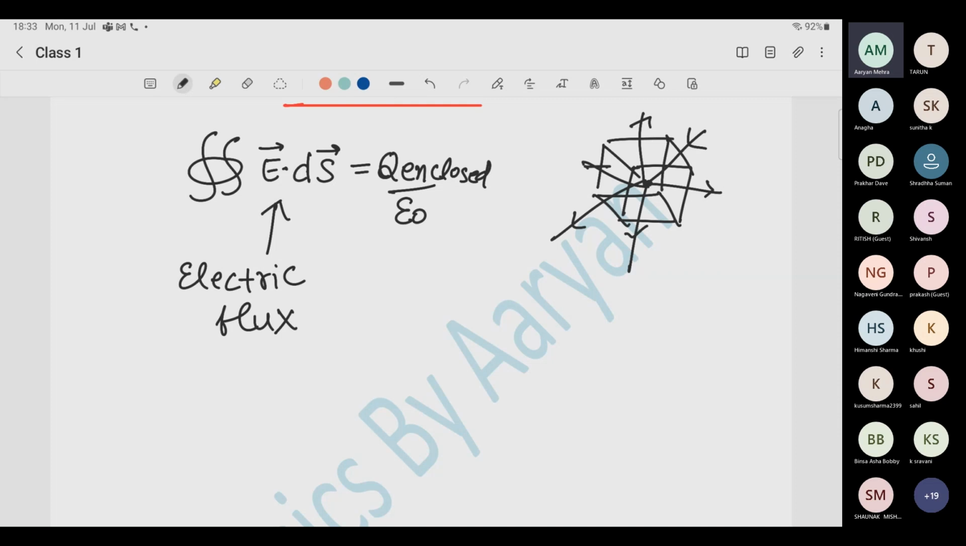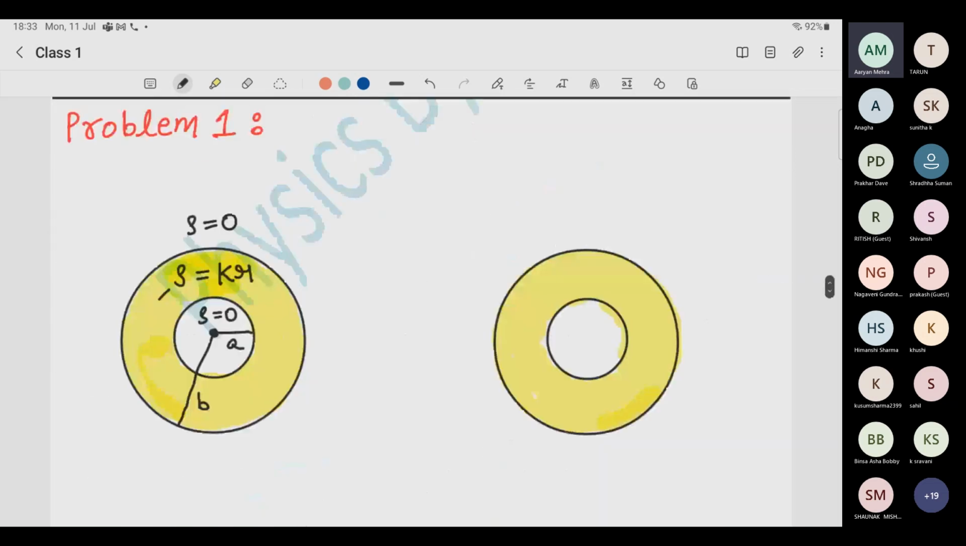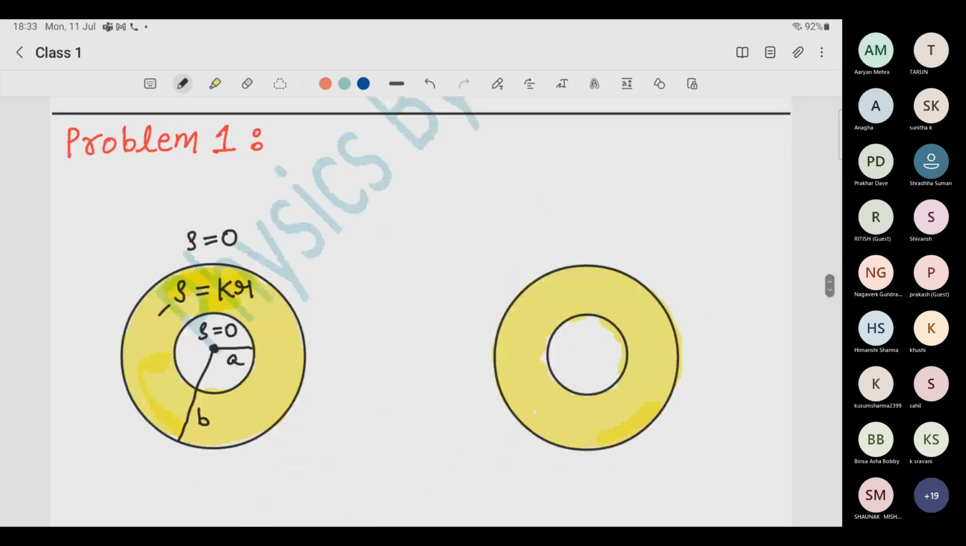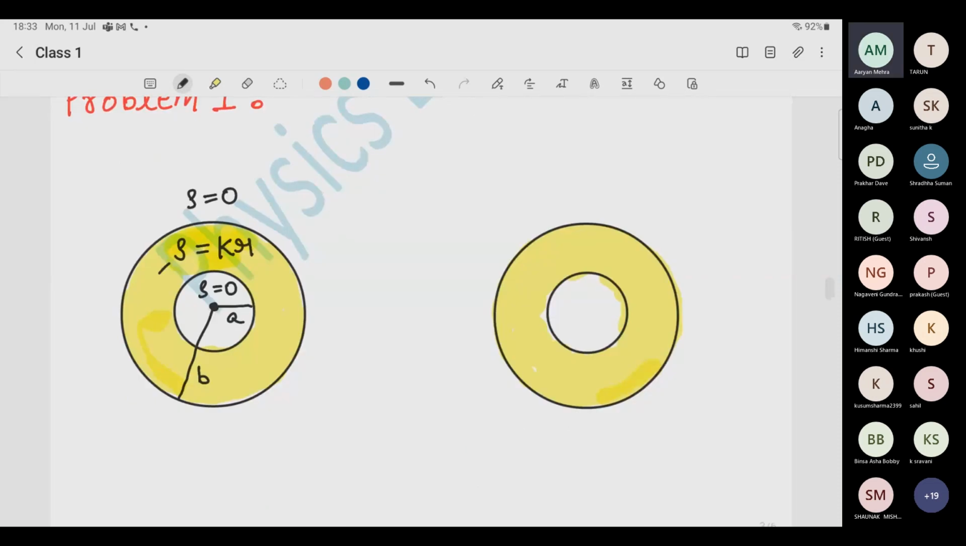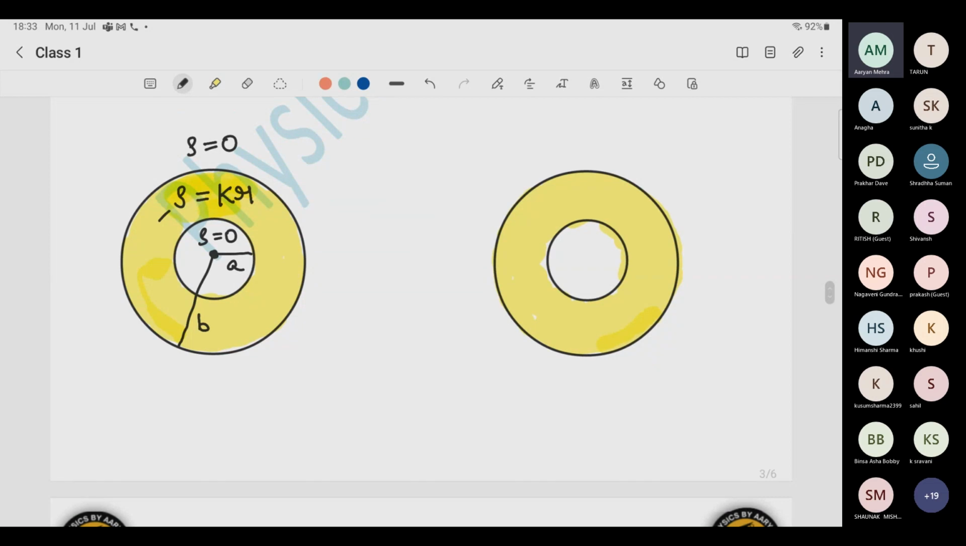But this statement is not going to help us in the exams. We need to understand how this works in the problem. So the first question I have for you is: there are two concentric spheres. Concentric spheres means having the same origin. The inner sphere has a radius A, the outer sphere has a radius B.